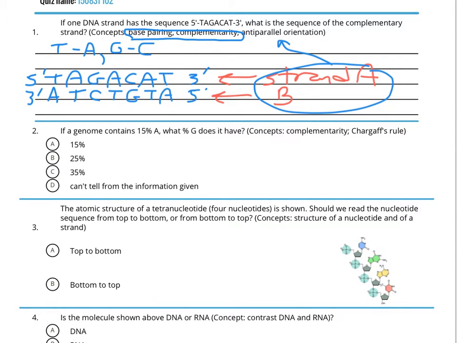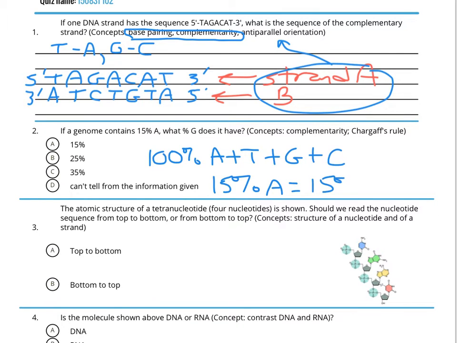For question 2, the genome has to have 100% A plus T plus G plus C. And if the genome contains 15% A, and if every A in the genome is paired with a T, that means that the genome also has to have 15% T.